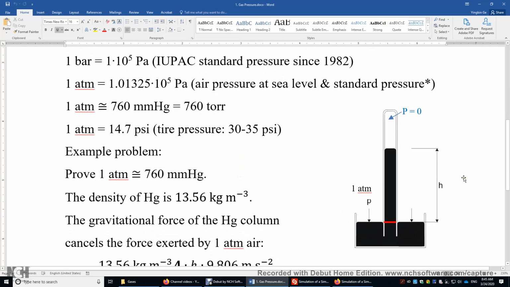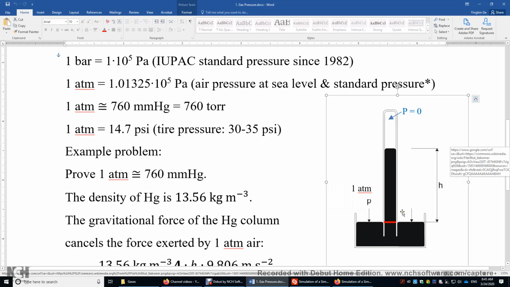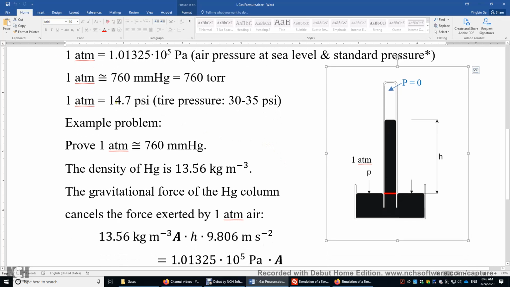So if you look at this mercury barometer, the height of the mercury is 760 millimeters or 0.76 meters. This is because there's an air pressure difference exerted on this level, this red line. It's 1 atm versus 0, so there's a pressure difference from the air. And also there's a pressure difference because of the height of this mercury. And later we're going to compute this height. 1 atm is also 14.7 psi.